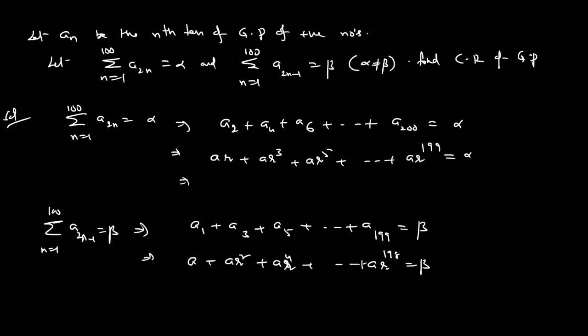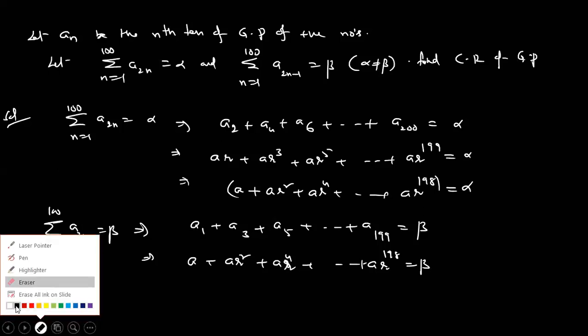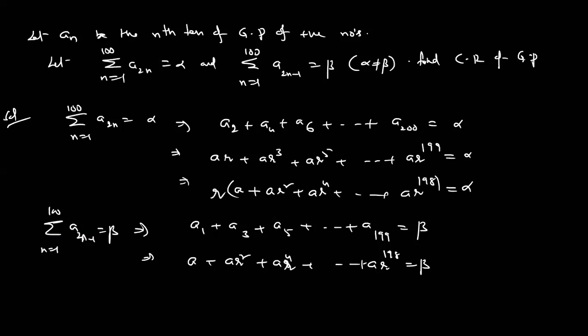Dear students, from this case, see, I'm taking AR as a common factor. What is the remaining? Better, I'm taking only A. R into A plus AR square, A into R power 4, and so on, A into R power 198 is equal to alpha. See carefully what I'm doing. I'm taking only R as a common factor.